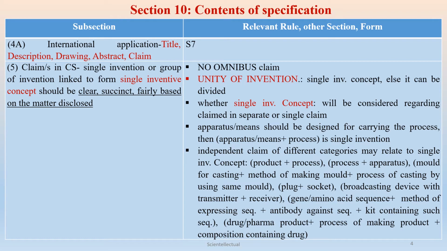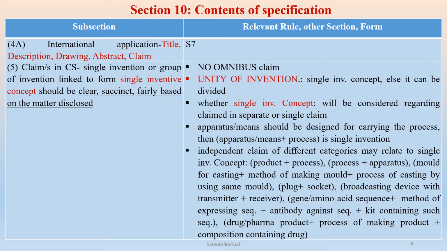Unity of invention means single inventive concept, that is, one application is related to one invention only. If there are more than one inventions in one application, in that case applicant needs to file different application for different invention. Whether the single inventive concept is maintained, that will be considered regarding the claims claimed in separate or single claim. Say for example, an apparatus or means that is designed for carrying the process. In that case, apparatus or means and the process is single invention.